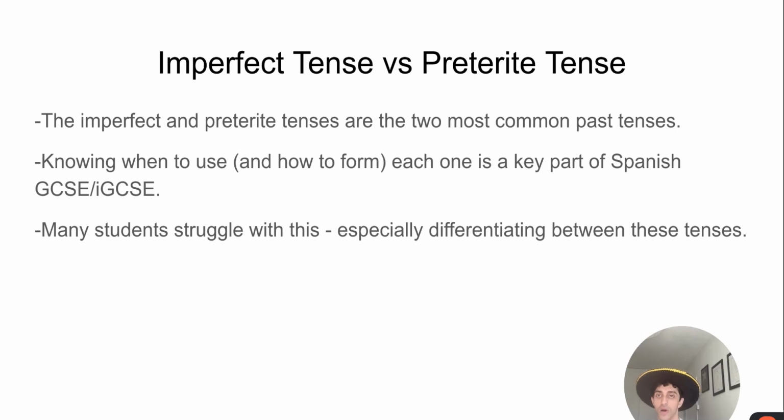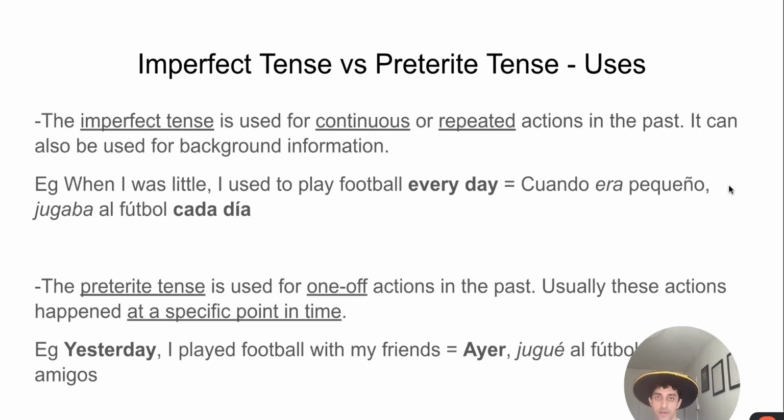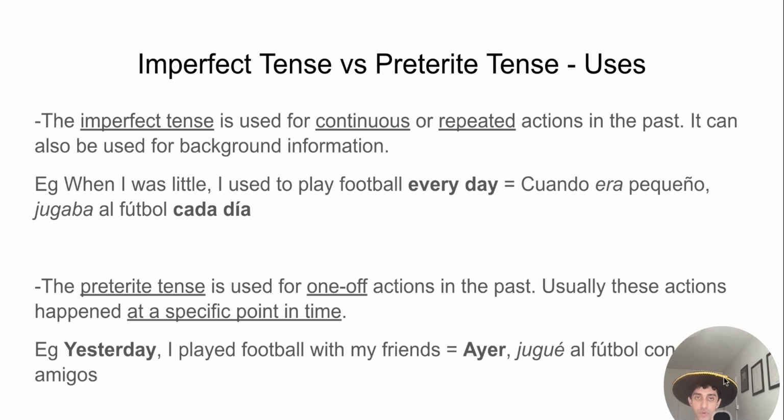Many students might know or understand how to form the tenses, although there can be plenty of irregular forms too. But they won't necessarily be sure of how to use these tenses in practice and what the difference is between them. So that is the first thing that we're looking at here, how to use each of these tenses, the imperfect and the preterite. So the imperfect tense is used for continuous or repeated actions in the past.